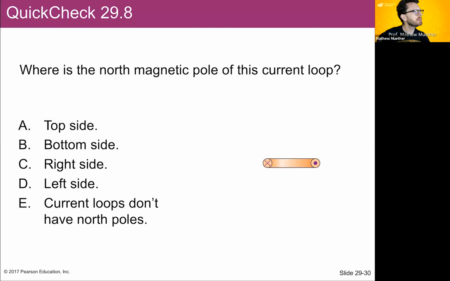I'm gonna give you guys about 5 more seconds. Okay, let's go ahead and end. Okay, so a lot of you said the north is on the bottom side. Let's check that. Let's first look at the magnetic field coming from these individual pieces.